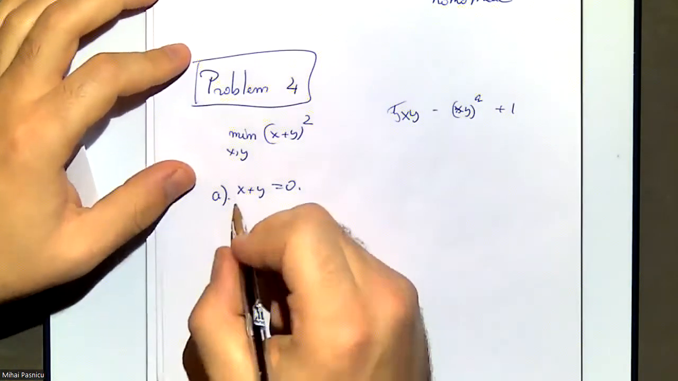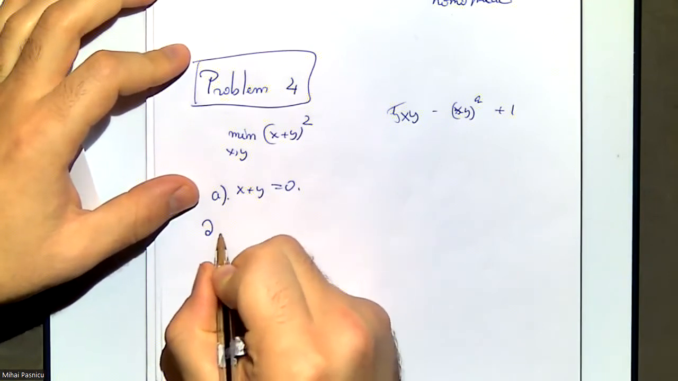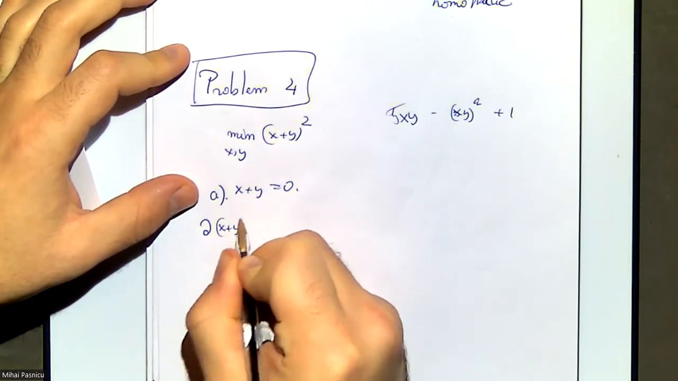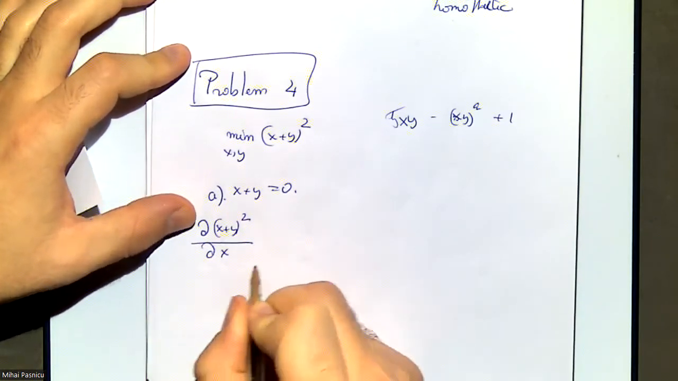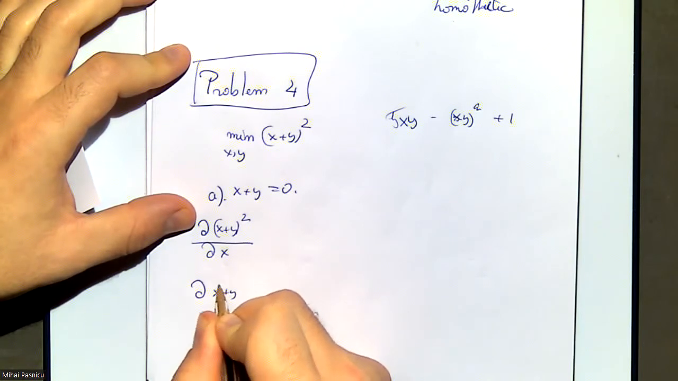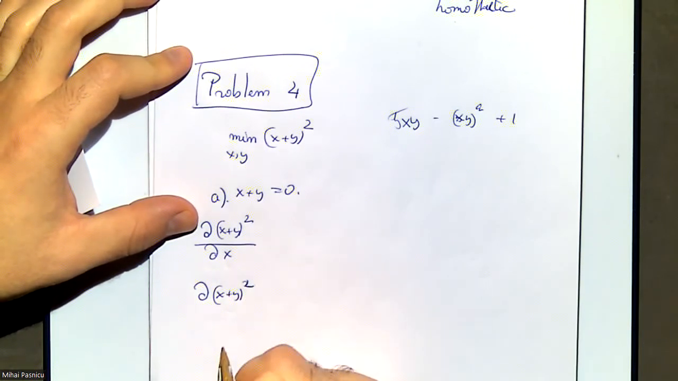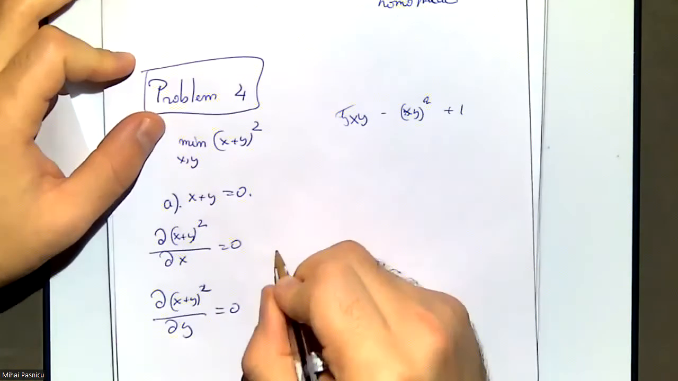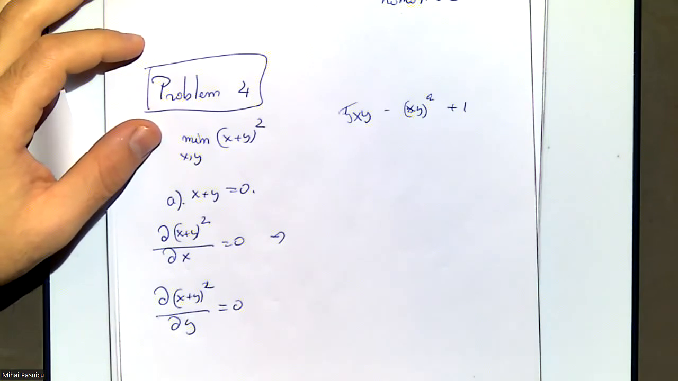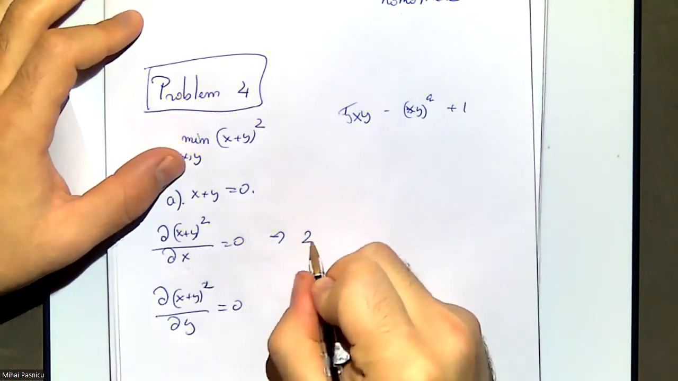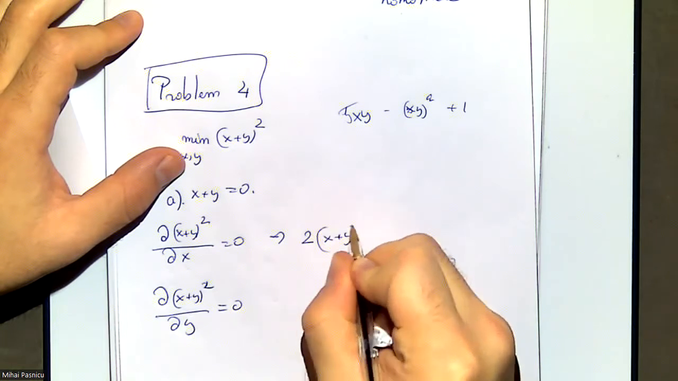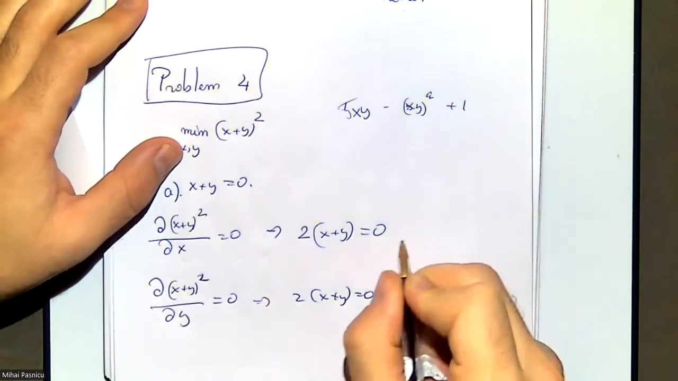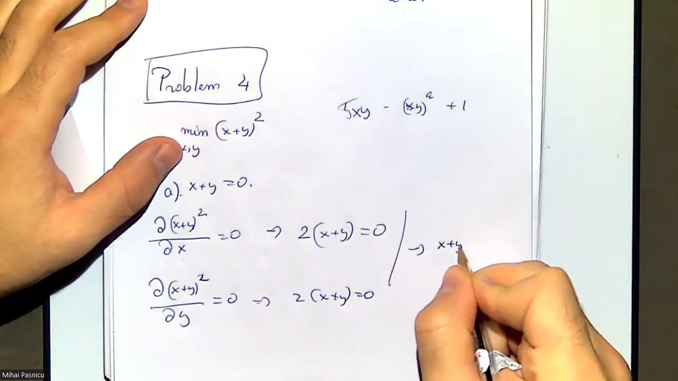So if I take the derivative of x plus y squared with respect to x, and then I take the derivative of x plus y squared with respect to y, and I get 0, 0. And what's the derivative? This is sometimes troublesome for me. This is 2 times x plus y. I hope I didn't mess it up. Is equal to 0. 2 times x plus y is equal to 0. So same equation, x plus y is equal to 0.